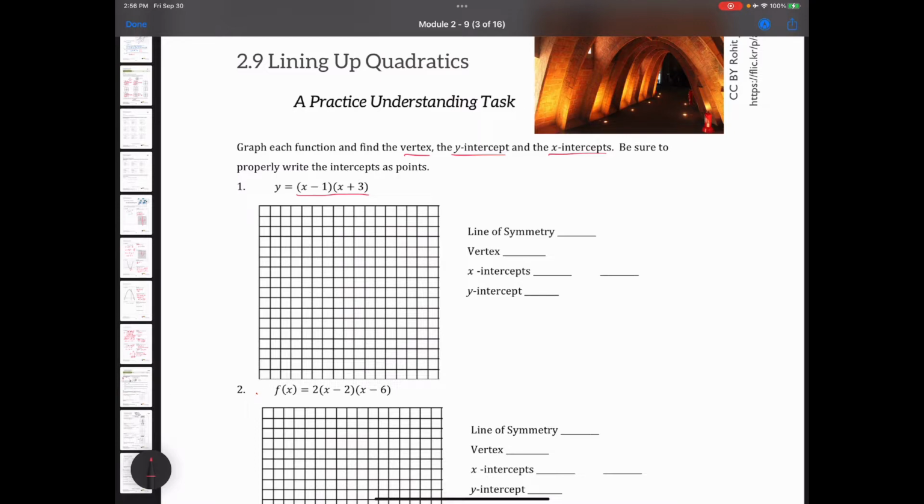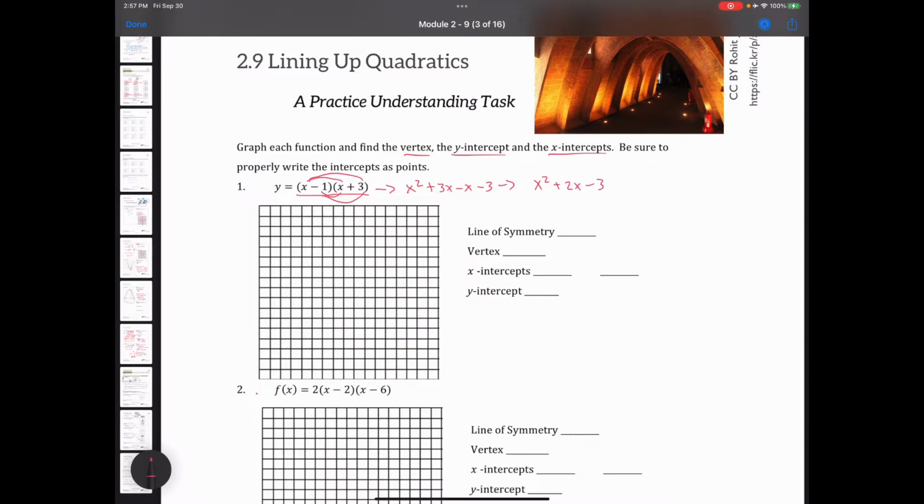What I'll do first is put this into vertex form by first going from factored form to standard form. So I'll go ahead and FOIL this all out. First, outer, inner, last, where I go 3 plus 3x minus x minus 3. Now, that should be x squared plus 2x minus 3.